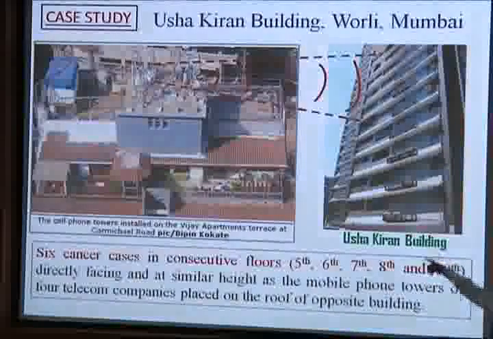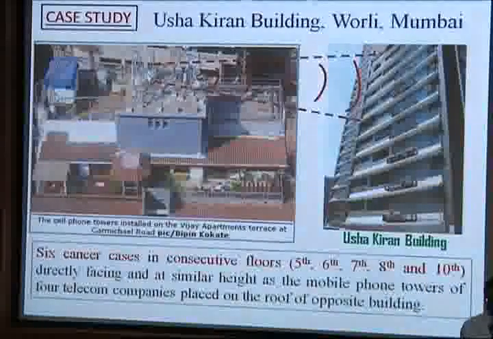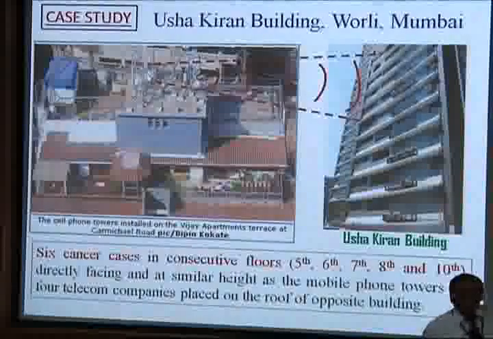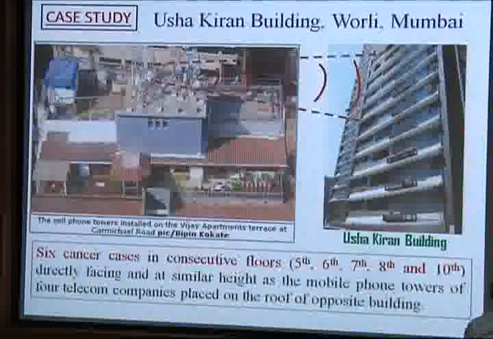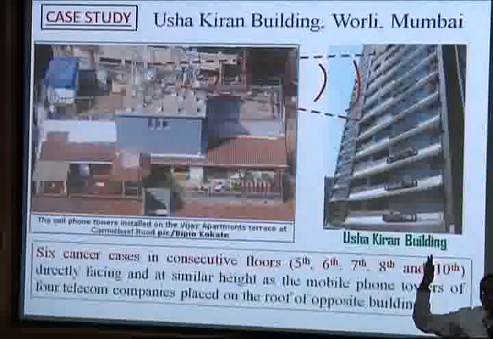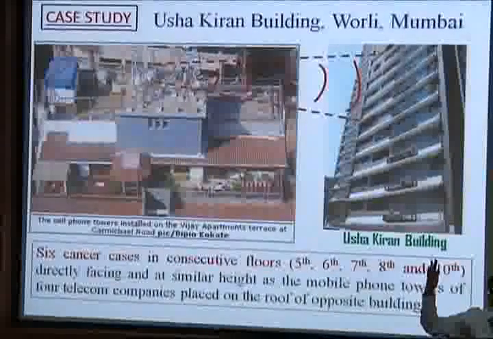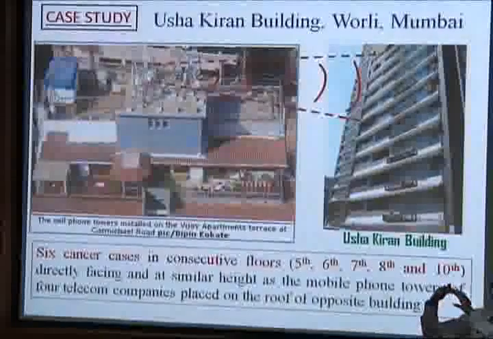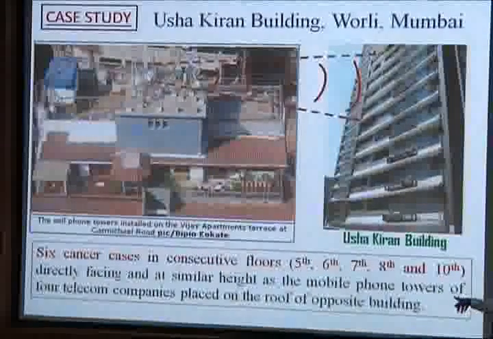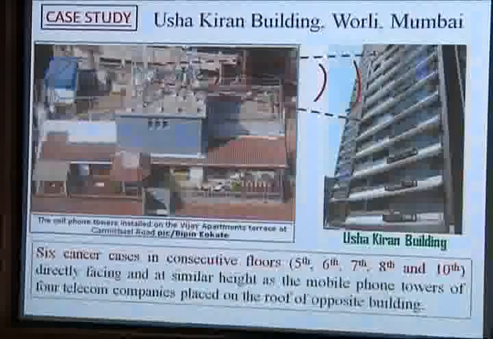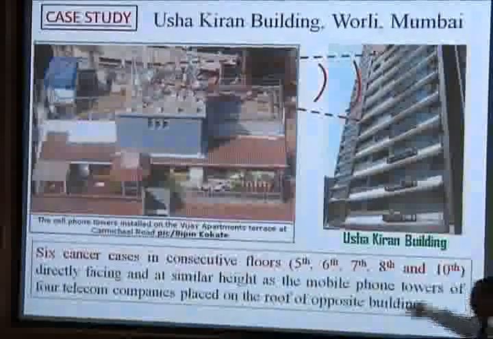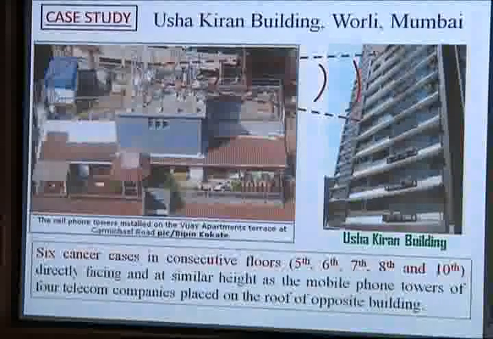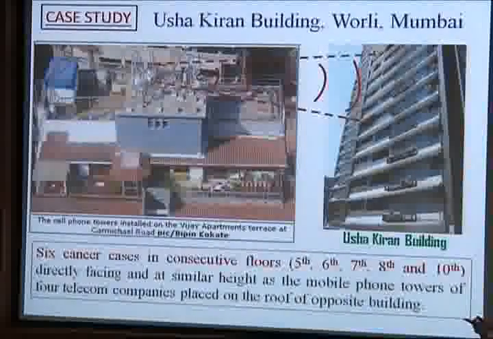And why was that? Because on the opposite building, which is 7 stories high, on that floor we had so many antennas. You can see the picture, and here is the building. So from the 7th floor, the beam radiates. So where will be the maximum radiation? 6th floor, 7th floor, 8th floor. And this is where the 4 cancer cases came. Now there are 6 cancer cases in the same building, but spread over the 5th floor, 6th floor, 7th floor.